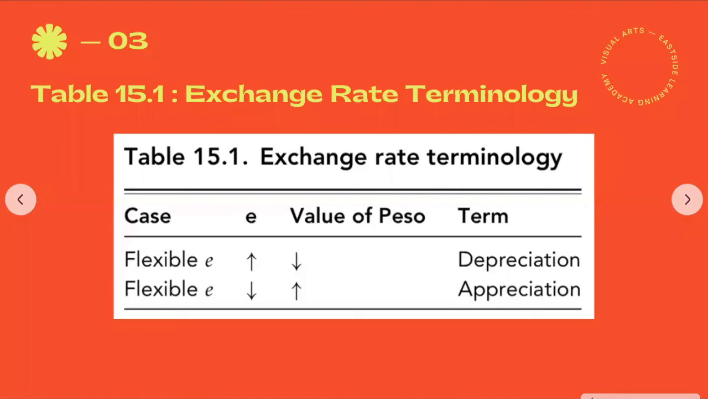So the next is exchange rate terminology. Under the flexible exchange rate regime, an increase in E, or a fall or decrease in the value of peso, is called the depreciation. And vice versa, a decrease in E, or a rise in the value of the pesos, is called the appreciation.